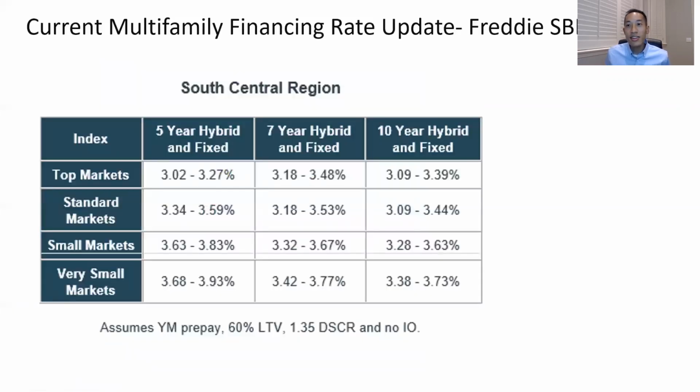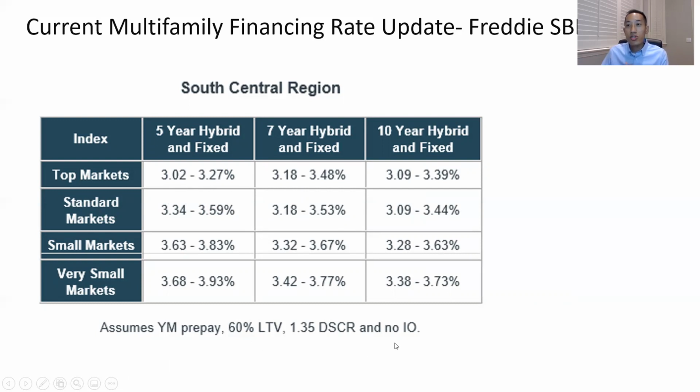And so here, this is what we get on either a daily or weekly basis: Freddie Mac will send out a range of interest rates, right? So if it's in a top market and you decide to use a 5-year or 7 or 10-year, then that's going to determine your interest rate. And so you can see down here on the bottom, it's saying this is going to assume a yield maintenance prepay, 60% loan to value, 135 cover, and no interest only. So that is at this far left-hand side, right? So it's the top market and it has these things.